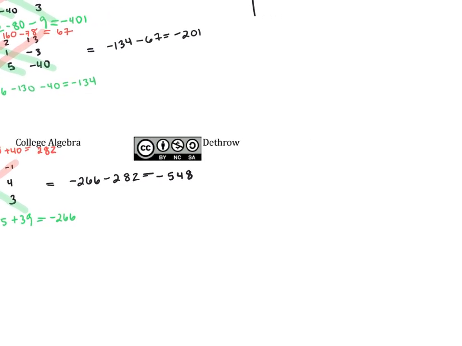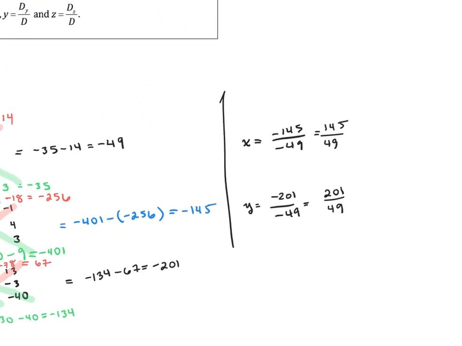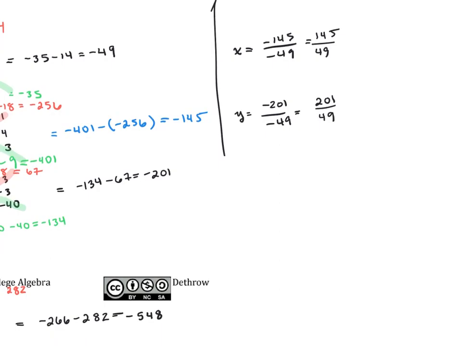So this tells us that z equals negative 548 over negative 49, which is 548 over 49. And there's our x value, our y value, and our z value.